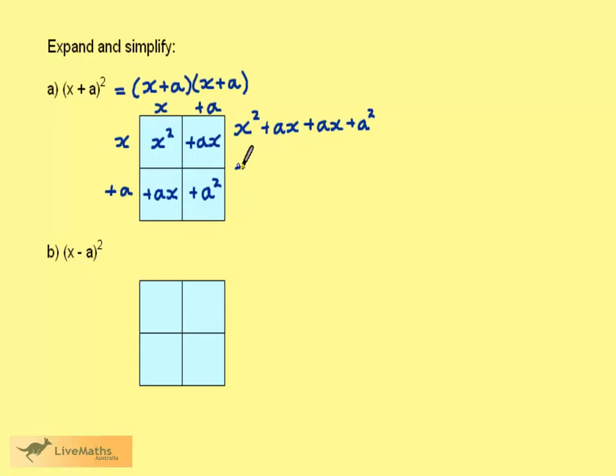We can tidy this. We have an x squared. Ax plus ax is 2 axes. And then we have the a squared on the end.